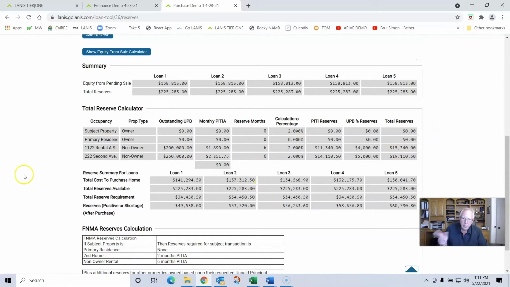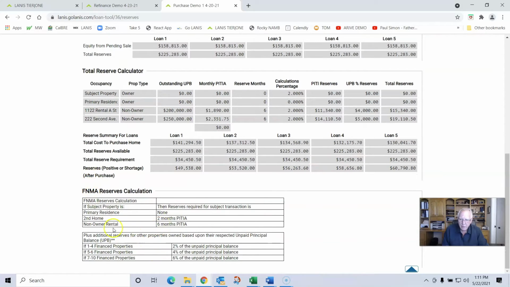Now, in previous training, we had additional properties, and those additional properties were investment properties. Well, the guidelines are right down here. For a primary residence you're buying, you don't need reserves. Non-owner, 6 months worth of PITI. You only have a few properties here, so 2% for 1 to 4 financed properties. If there were 5 or 6, you would have to have 4%. So in this particular situation, again, only 2%, but it does all the calculations for you.